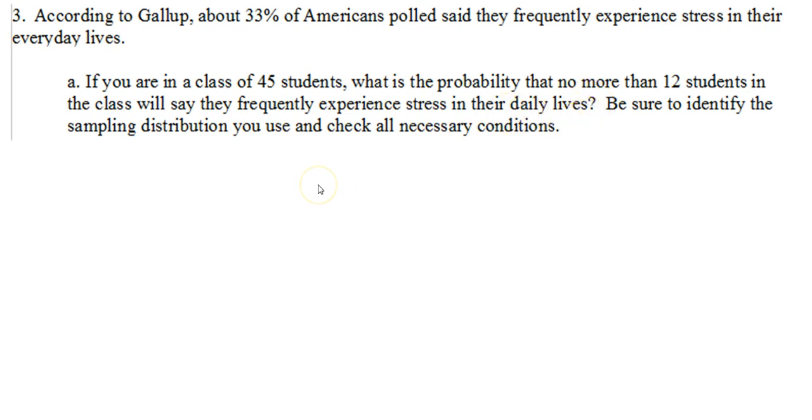So first and foremost, the first question we need to ask about this problem is, are we talking about means or proportions? In this particular case, they're talking about a percentage of Americans polled say they frequently experience stress in their everyday lives. Number one, these are Bernoulli trials, because we have success and failure. Success would be that they frequently experience stress in their everyday lives, and failure would be that they don't.